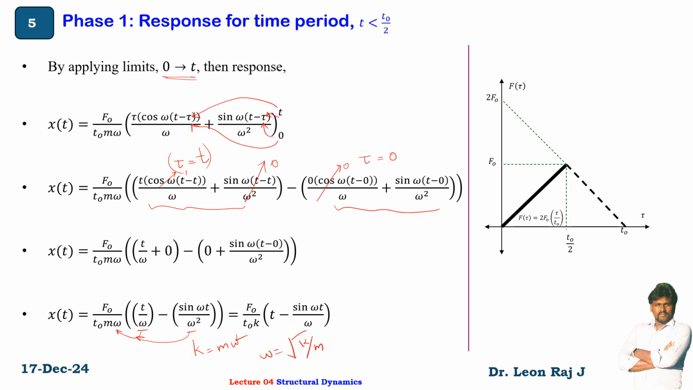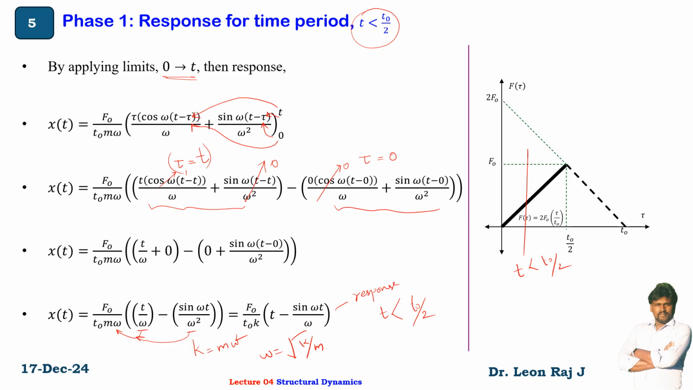So this is the response for a time period t less than t0 by 2. This is your response when t is less than t0 by 2. That means your t value is somewhere here, t is less than t0 by 2.